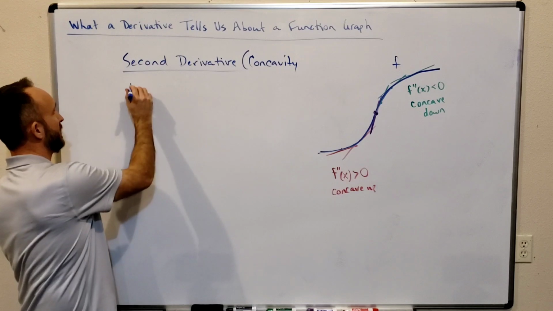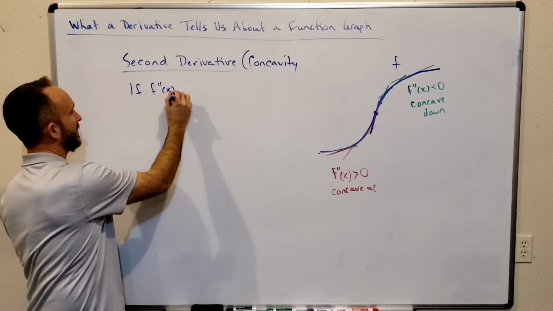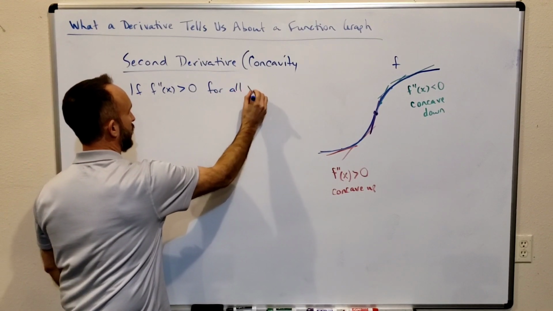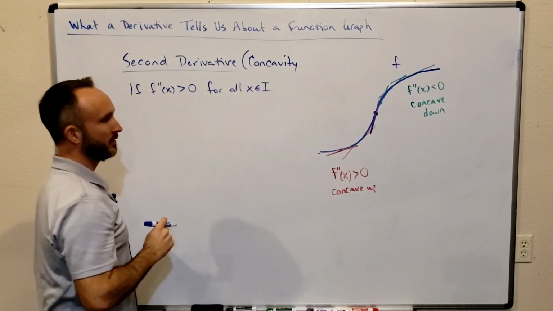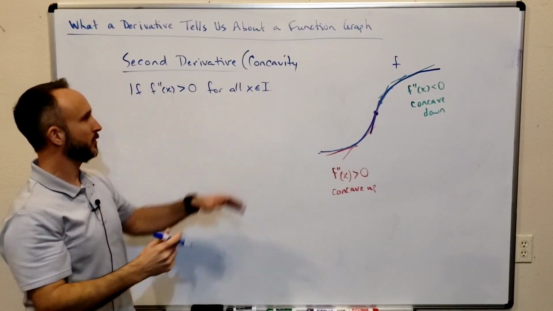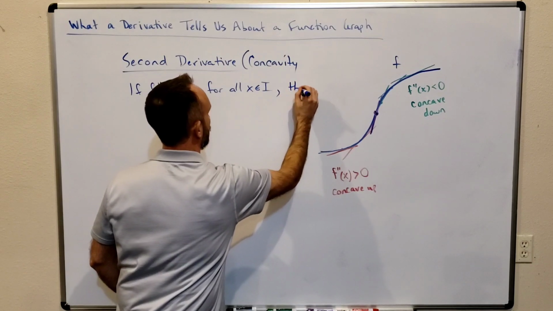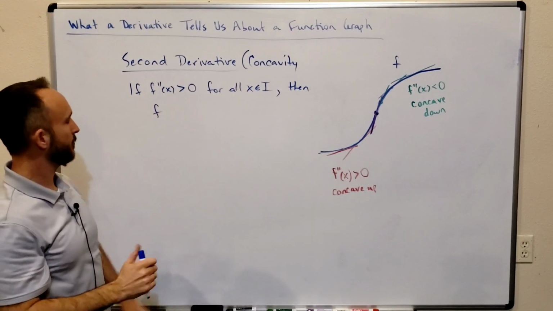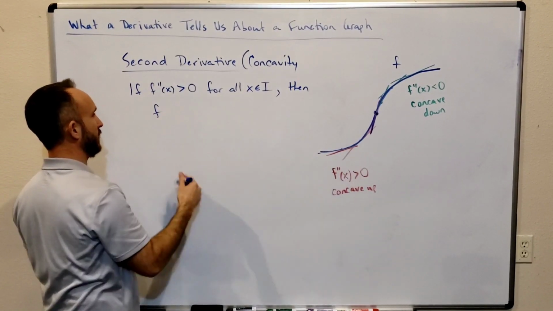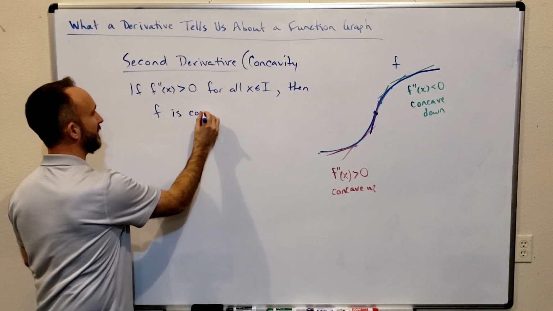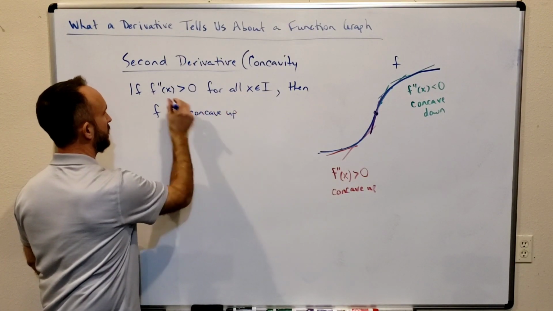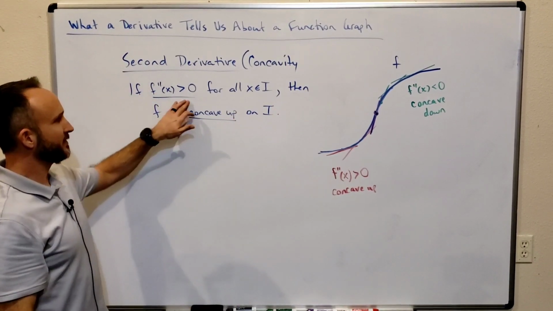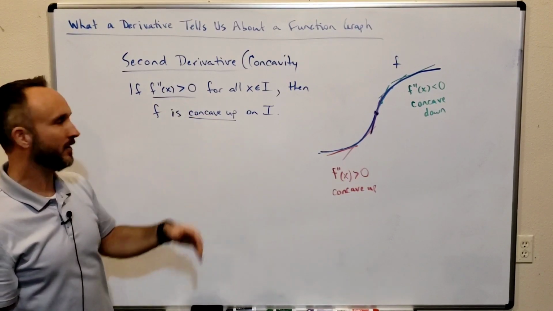So here's how it goes. If f double prime of x is positive, again, we have to look on an interval. So for all x in an interval, if your second derivative is positive on some interval, then f, the original function, not f double prime, not f prime, but f, the original function, the blue curve over there, is what we call concave up on that interval. Okay? So a positive second derivative on an interval means concave up.